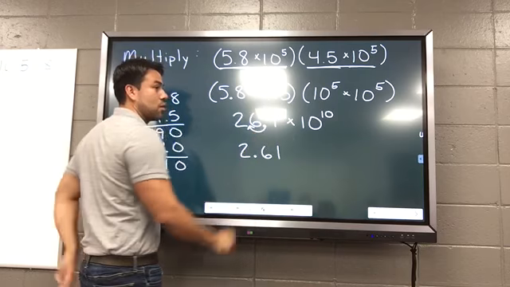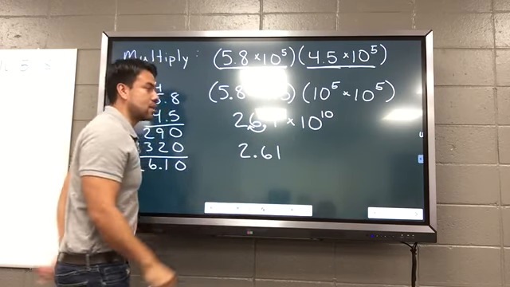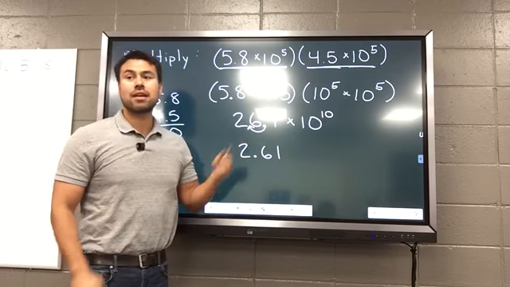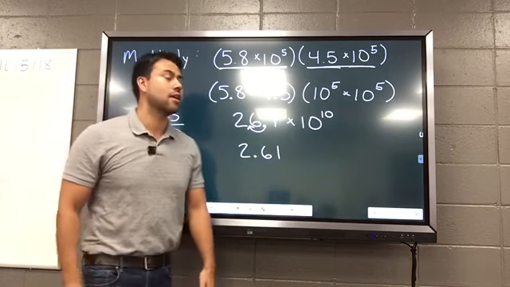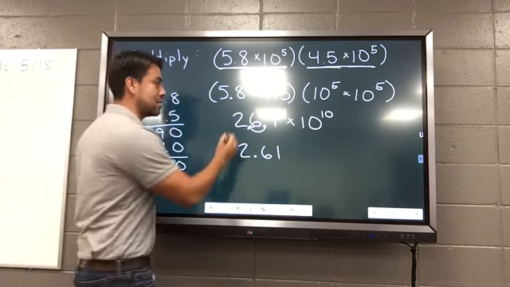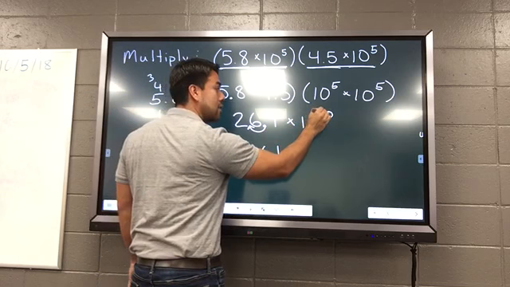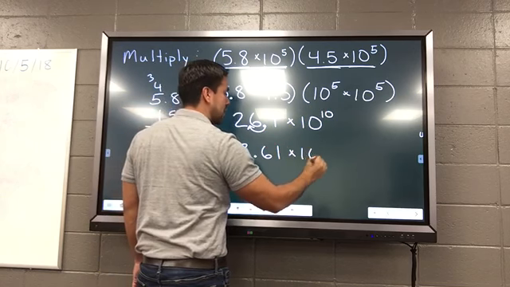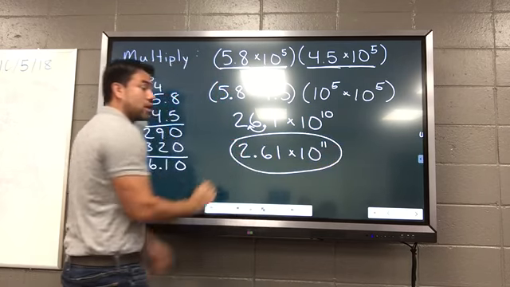26.1. Was that a big or small number? It was a big number. So when I moved the decimal once, did I go positive 1 on the exponent or negative 1 on the exponent? Positive 1. Because this was a big number, positive exponent. So that adds 1 to 10, which gives me 10 to the 11th. That is proper. We're going to go through that process.